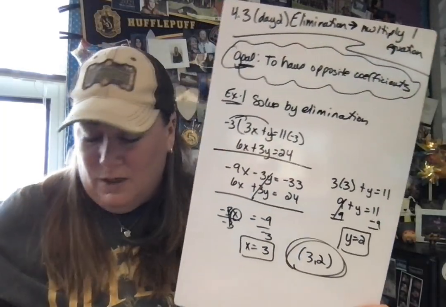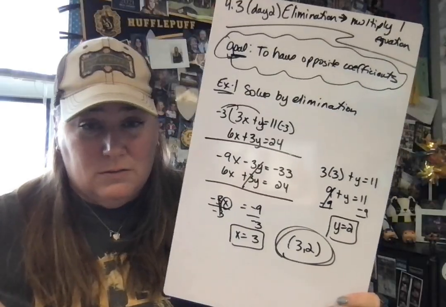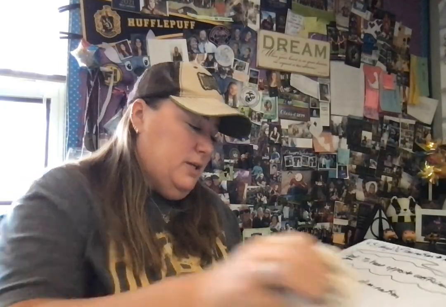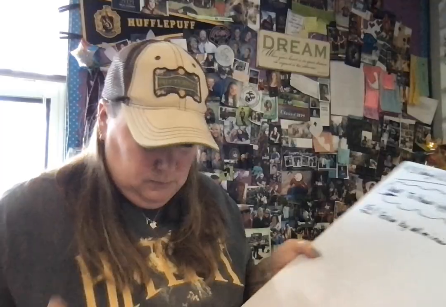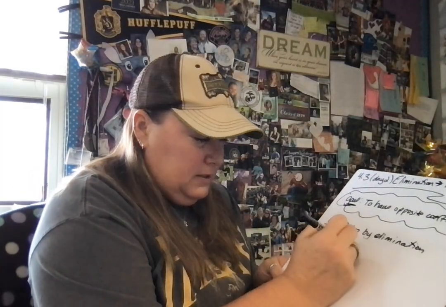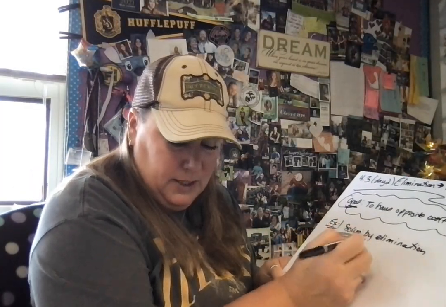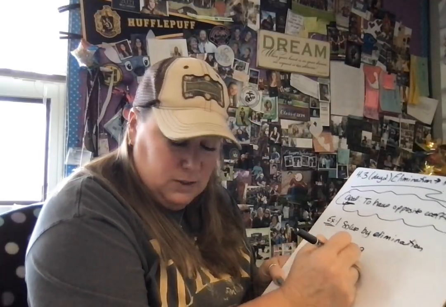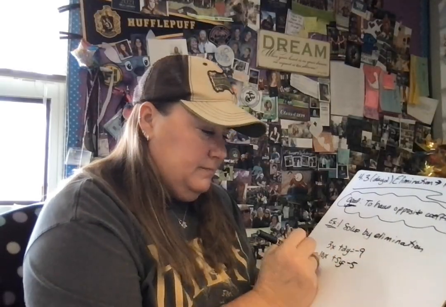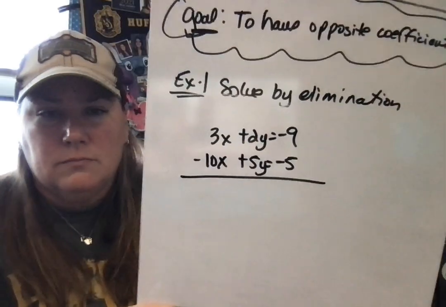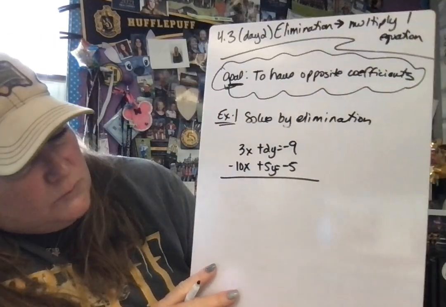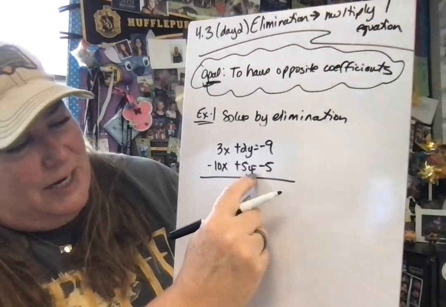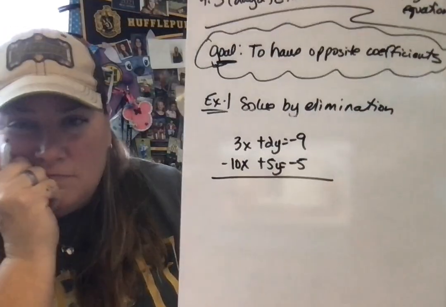So for the next example I'm going to do one where it doesn't have as many choices. So here we go. I'm going to erase this. Just continue on. Let's go. Okay, here we go. 3x plus 2y equals -9, and -10x plus 5y equals -5. Hopefully you can read that. That's a -9, and this is 5y equals -5.